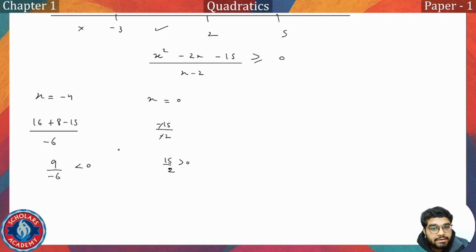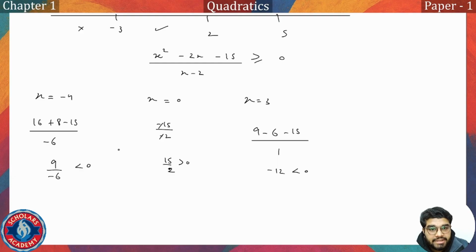Third interval, 2 to 5. So I take x is equal to 3. If I substitute that, I get 9 minus 6 and minus 15 by 1. Right? If I simplify it, what I get is -12. This value is less than 0. I will not take this interval.